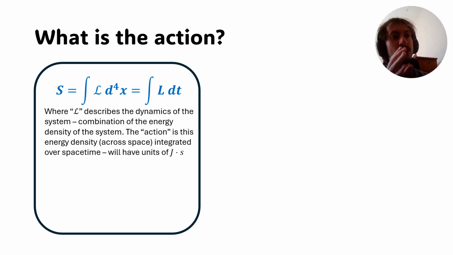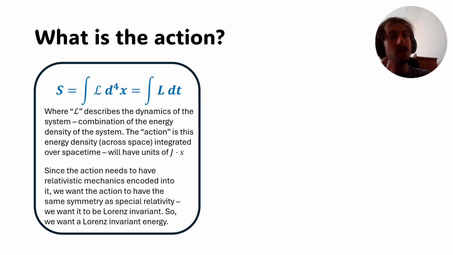Now, to get to the action, which will in turn help us work out what the Lagrangian is, we need to consider the units of the action. So either by thinking of the action as the integral of the Lagrangian density over space-time, or thinking of the action as the integral of the Lagrangian over time, we get that the action has to have units of joule seconds. So we want our action for our free, and we're going to be working with free relativistic particles, so particles that aren't experiencing any forces but may well be moving at relativistic speeds.